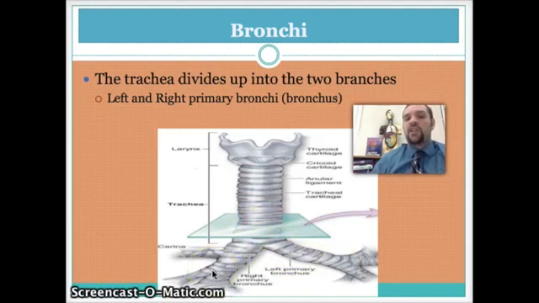But in order to get into the lungs, we have to go through these bronchi. And again, these bronchi are going to basically branch off and then go into our lung tissue. Again, the part that I want you to know is where we have this split. This is called our hilum.